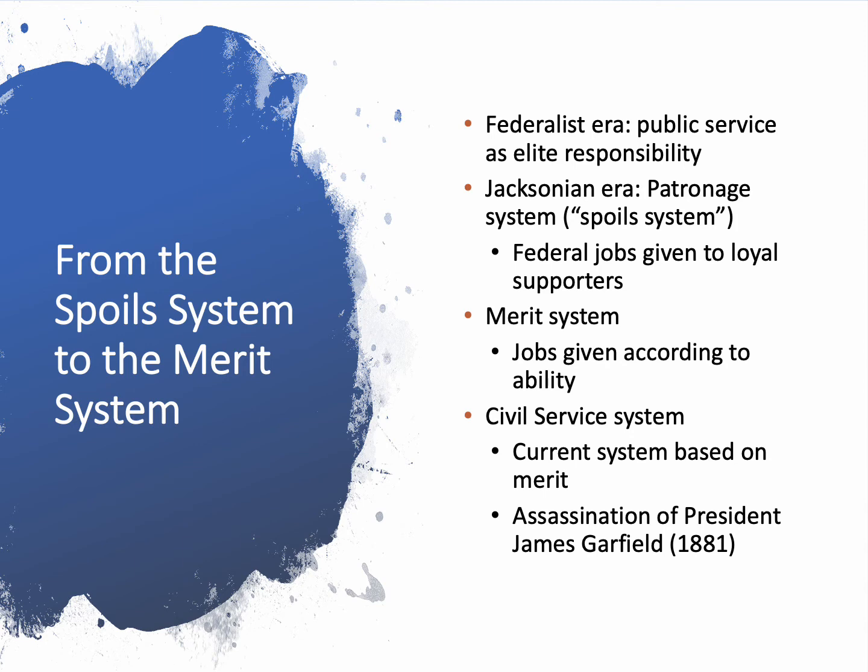It's basically a social class based notion of working for the federal government, that the upper crust, the upper class, are the ones who should be running the government. Well, along came Andrew Jackson in 1828. We call this the Jacksonian era. He and his people were very much against that. They said, government jobs, it's not special. They should be given out to the people who support you. And we call it patronage.